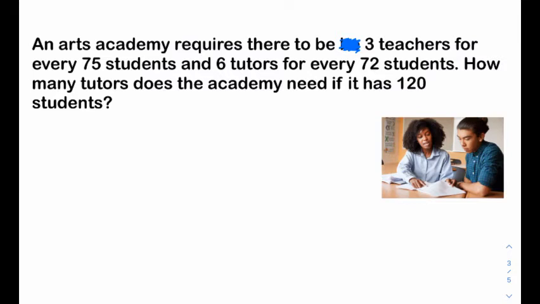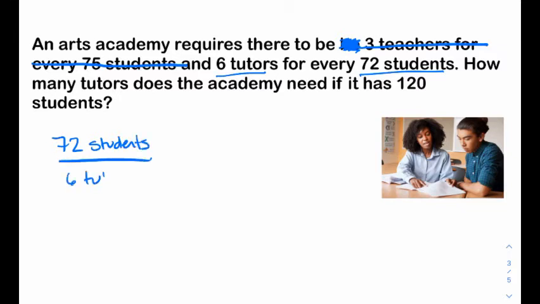Okay, so let's go back to the important information. We don't need to know the ratio of teachers to students because the question doesn't ask anything about that. So we do know that if we have 72 students, there will be 6 tutors. We are looking for the number of tutors when we have 120 students. So let's first see how many students one tutor can work with.